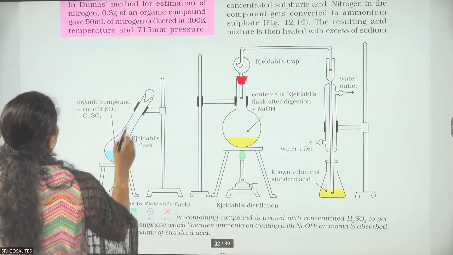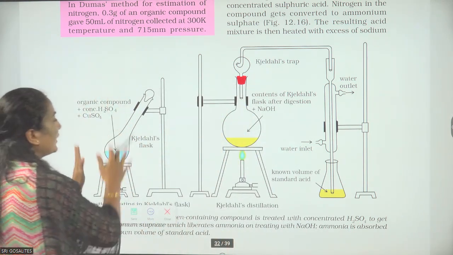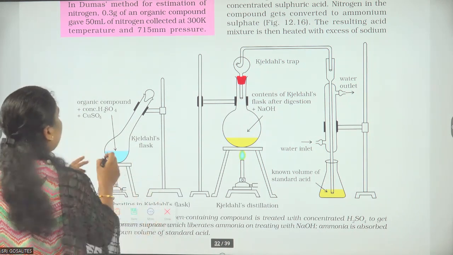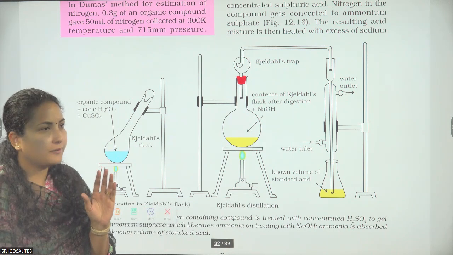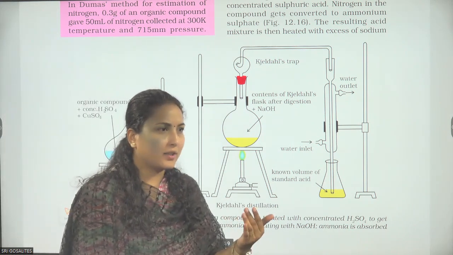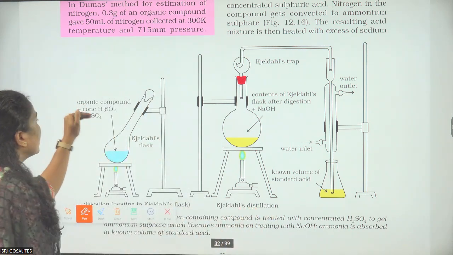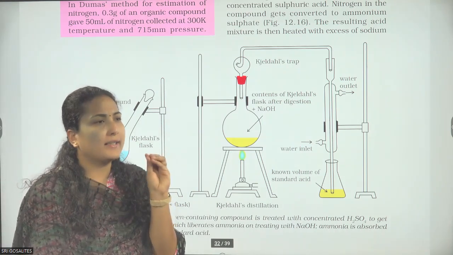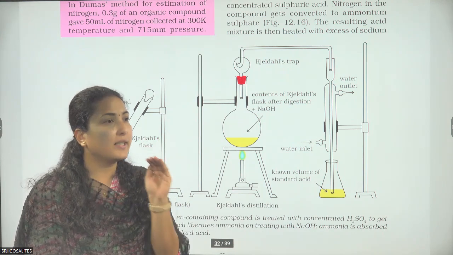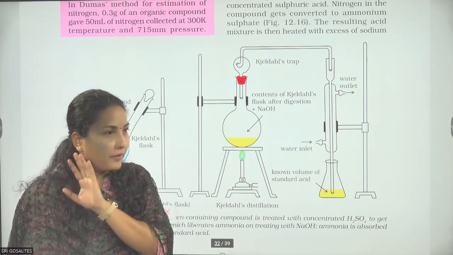Now here, if you see, what is done is, in the Kjeldahl's flask, first of all, we take the organic compound and we add the concentrated H2SO4 there. And CuSO4 acts as a catalyst, right? So what does this concentrated H2SO4 do? Whatever nitrogen is present in the organic compound, it converts directly to ammonium sulfate, right?